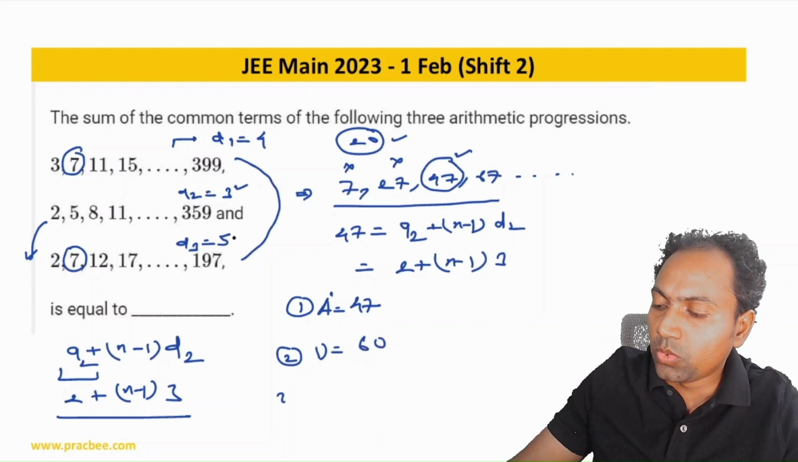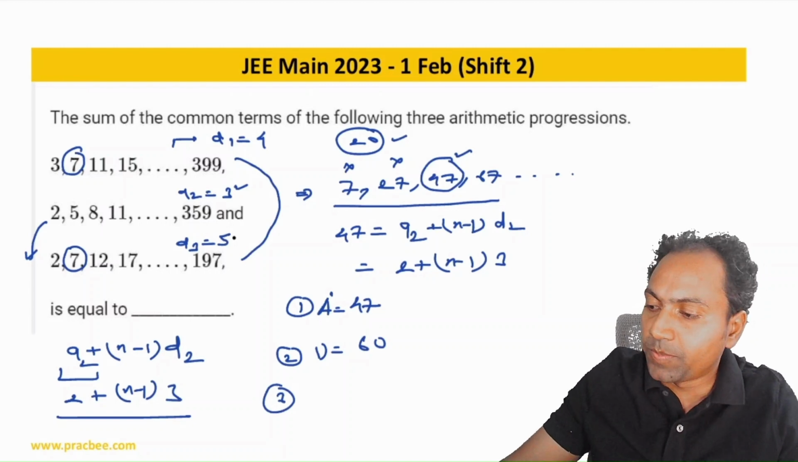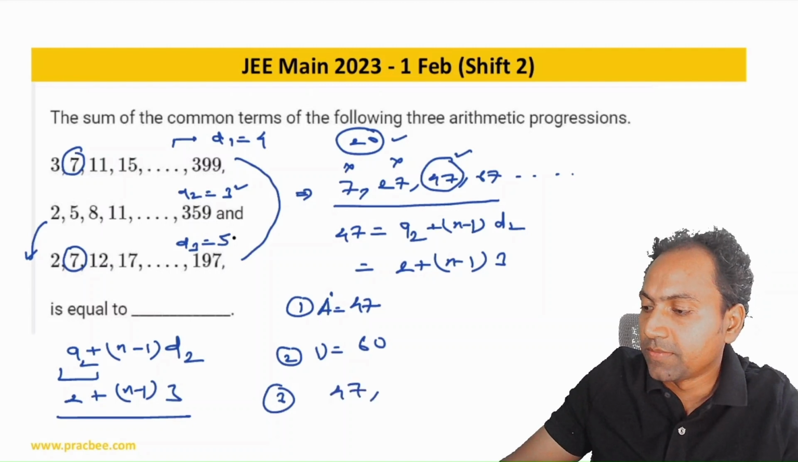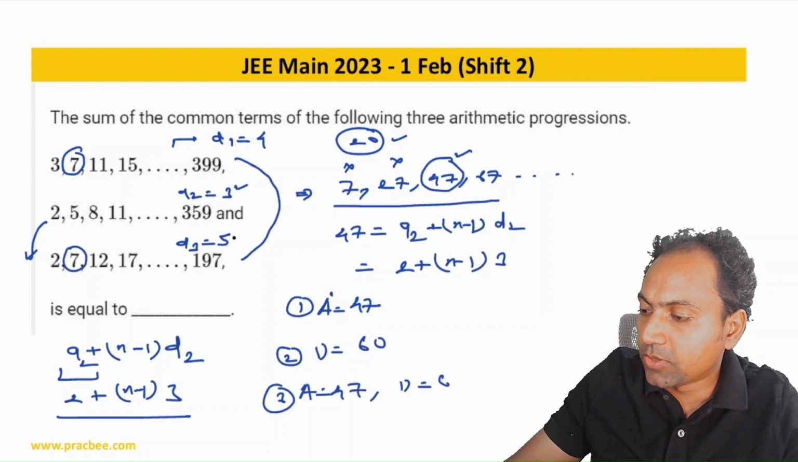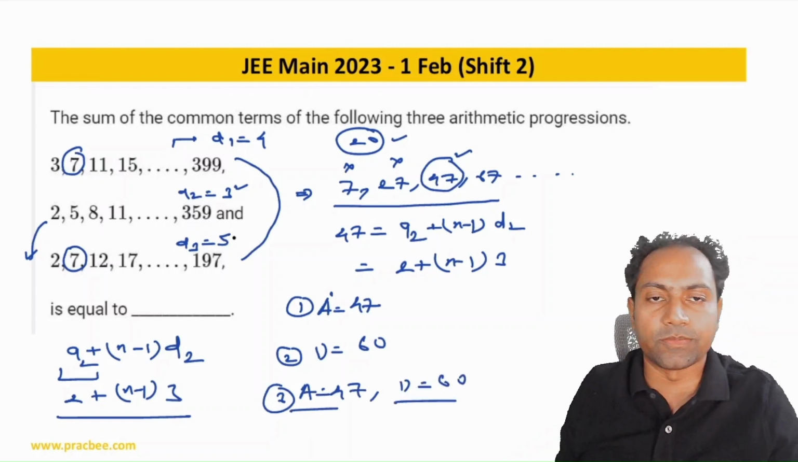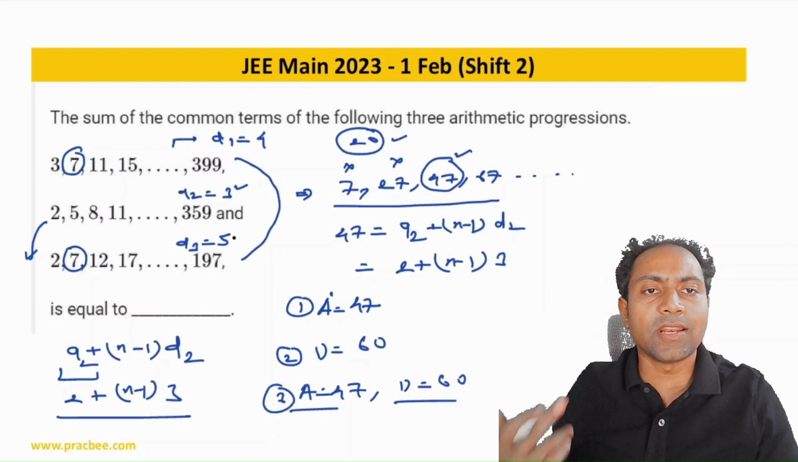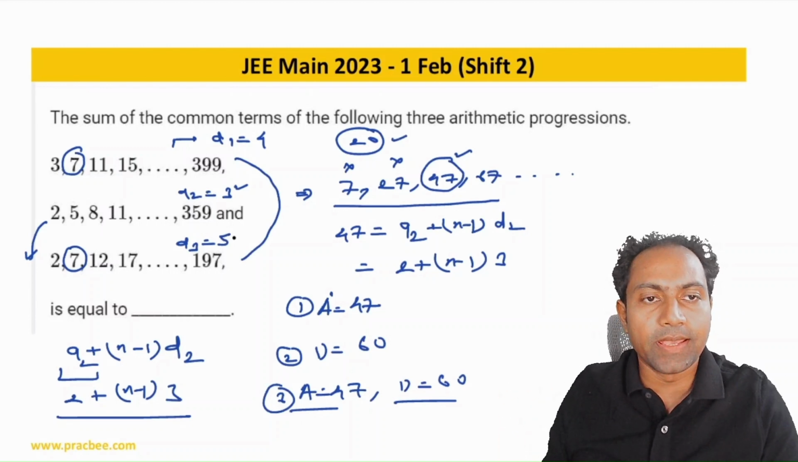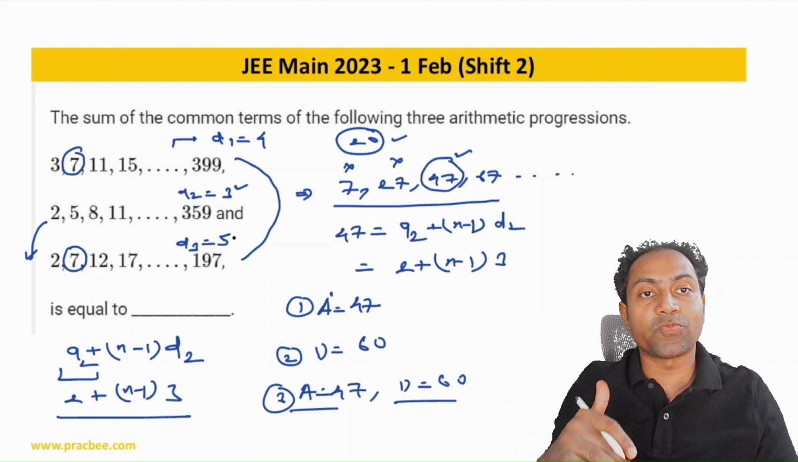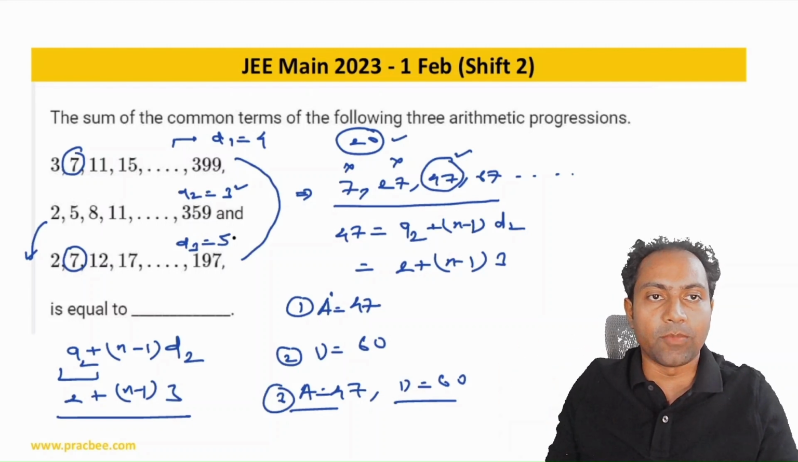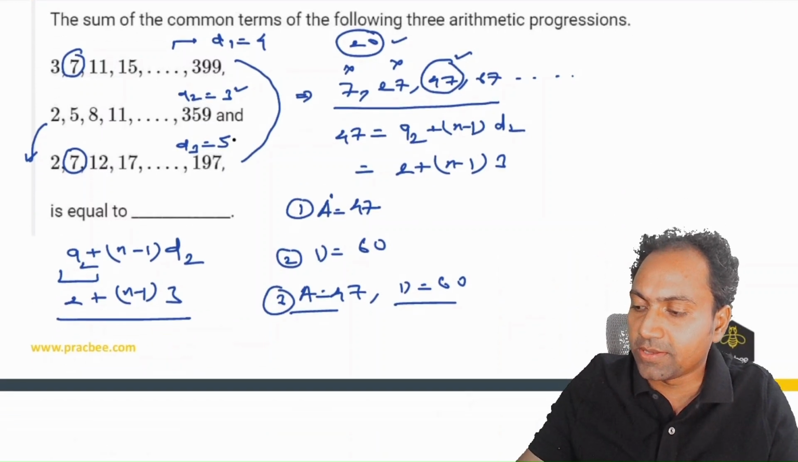So if I want to write my common AP, that would be nothing but 47. And A is equal to 47 we can take, and D is equal to 60 we can take, and write down all the terms. Now interestingly, what they want us to find is not just the AP, they want us to find the sum of the common terms that are there in this AP.